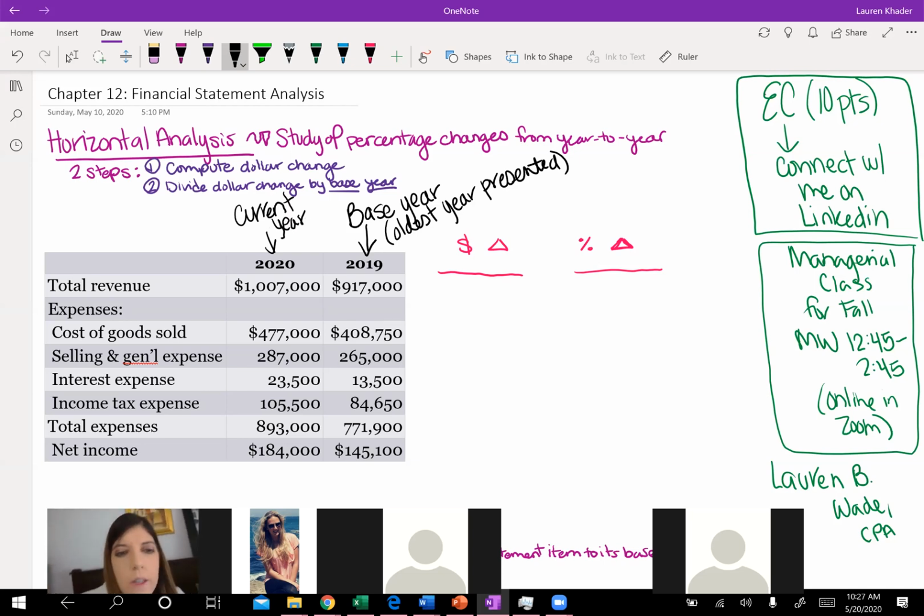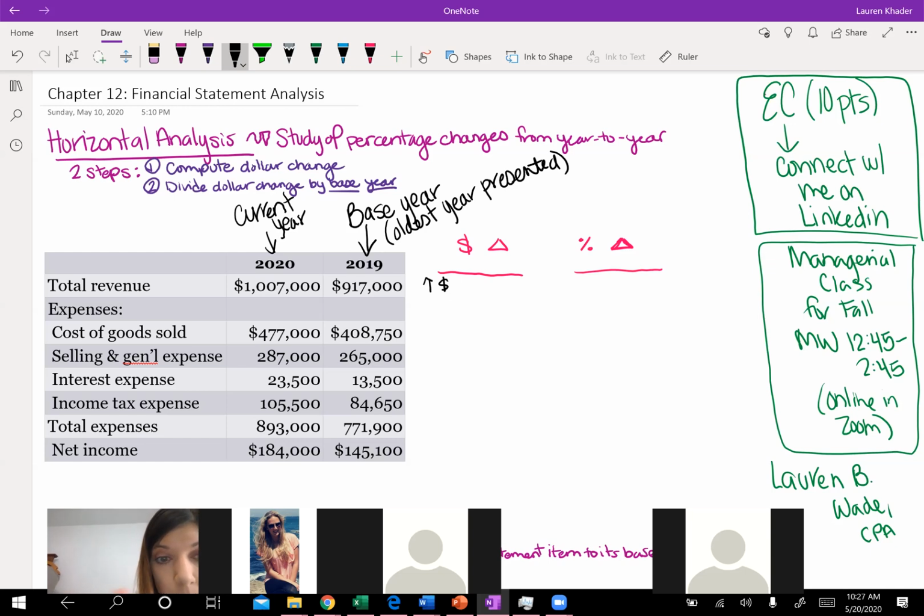So the current year is for the year ended December 31st, 2020. The base year that we're comparing it to is December 31st, 2019. So we're going to say between 2019 and 2020, did revenue increase or decrease? Increase. Revenue increased. Yep. So we're going to put a positive number. It was an increase of how much? What's the dollar amount?